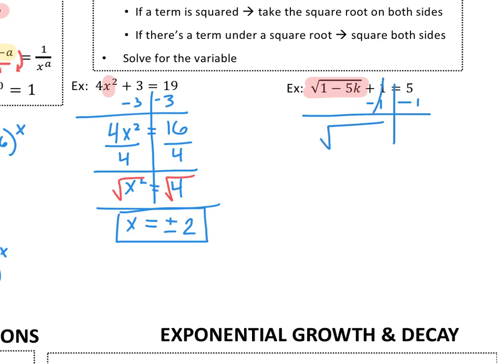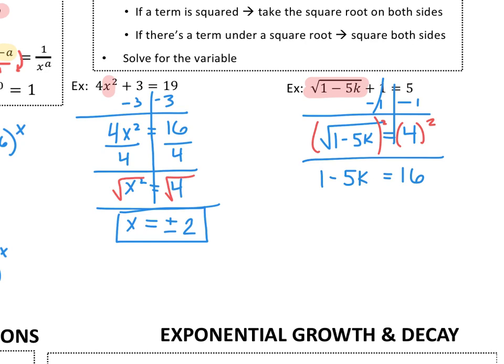So we're left with the square root of 1 minus 5k is equal to 4. Now everything that's left on that left side is all underneath that square root. So in order to undo that, the inverse of taking a square root is to square it. So we're going to square both sides. Remember, if you do something to one side, you have to do it on the other side. When we do that, we get rid of that square root, so we're just left with what's underneath, or the radicand, which is 1 minus 5k is equal to 4 squared, which is 16.